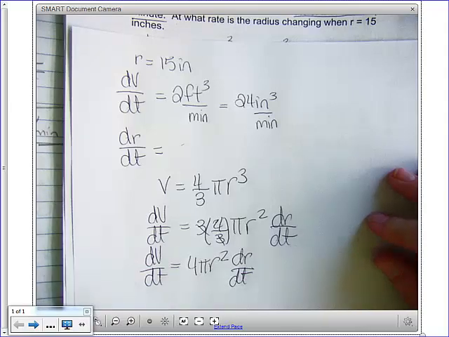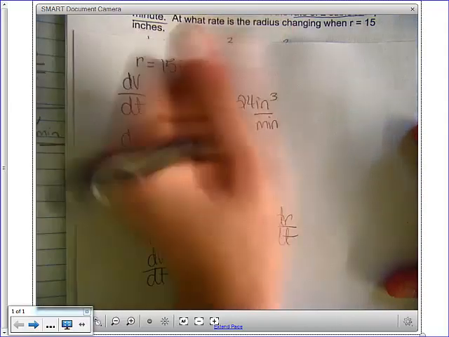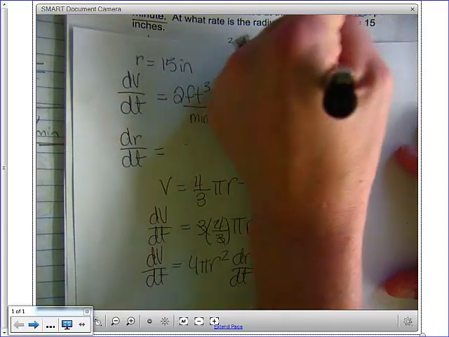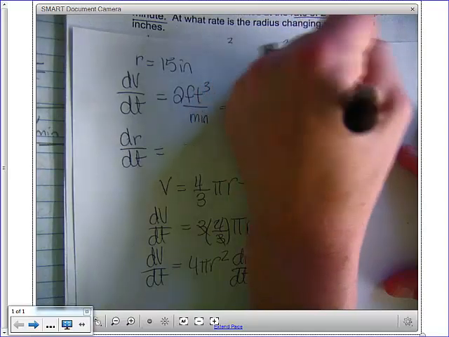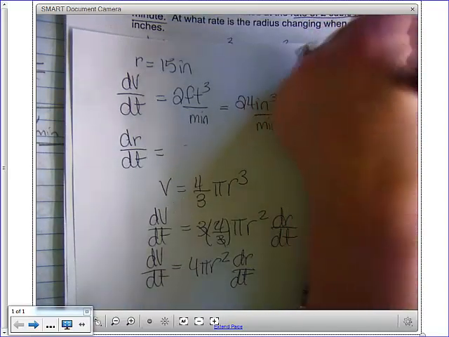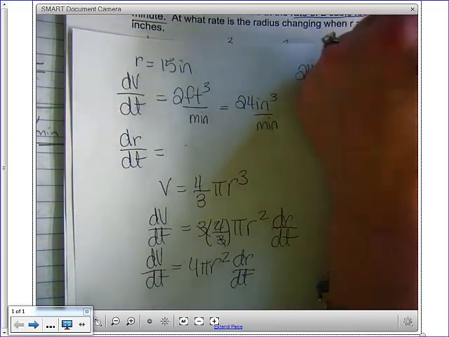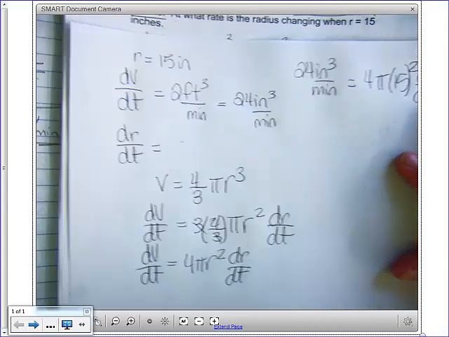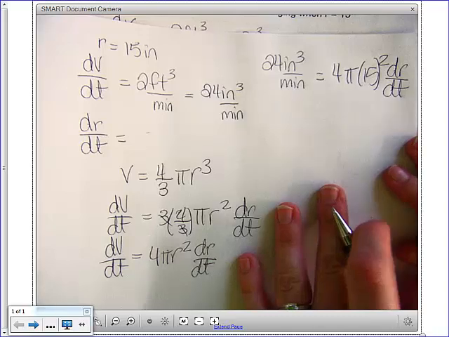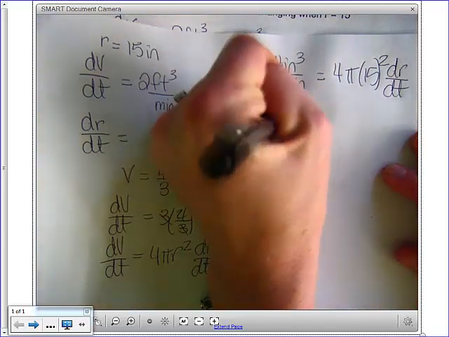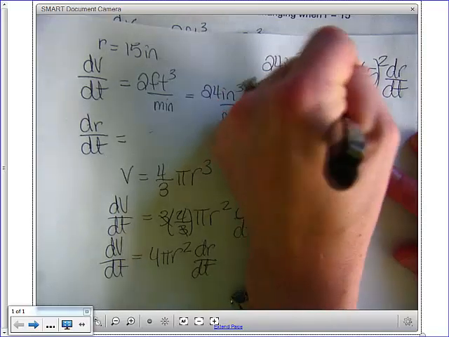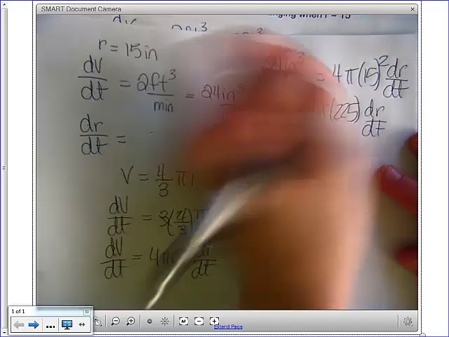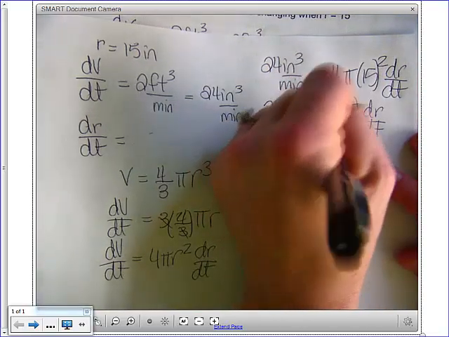All right, well, we know dV/dt is 24, so we're going to say 24 inches cubed equals 4 times pi times 15 squared times dr/dt. Well, 15 squared is 225. So this is 24 equals 4 times pi times 225 dr/dt. Now we're just going to divide. We're literally going to divide by 4 pi times 225.